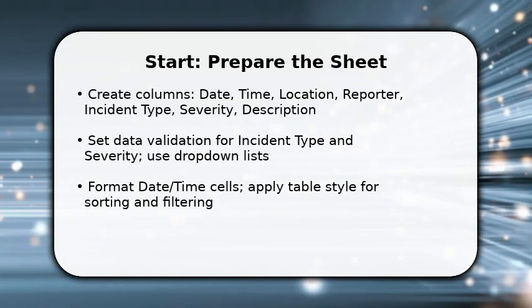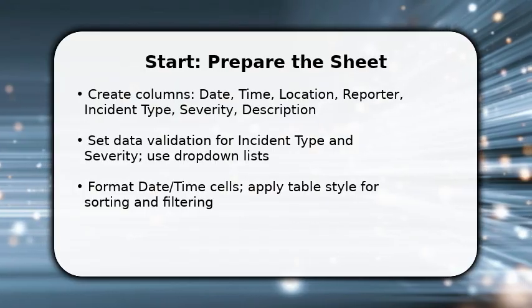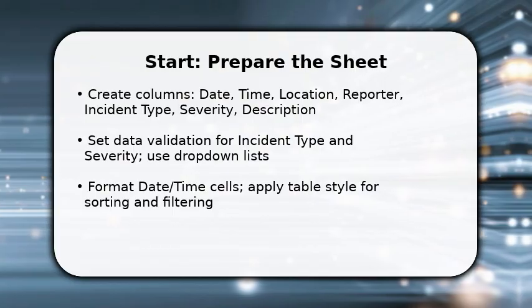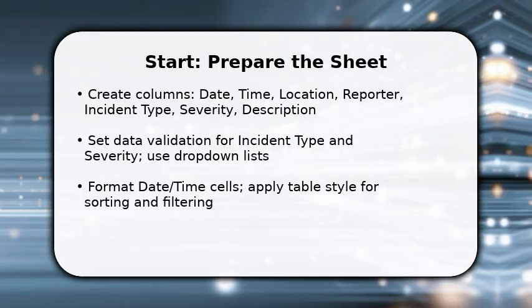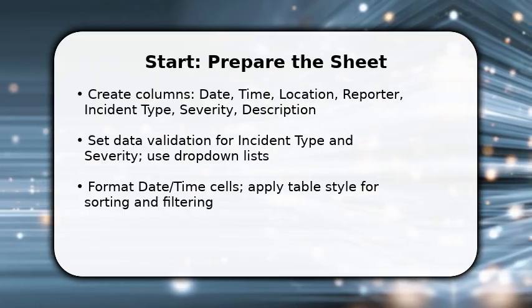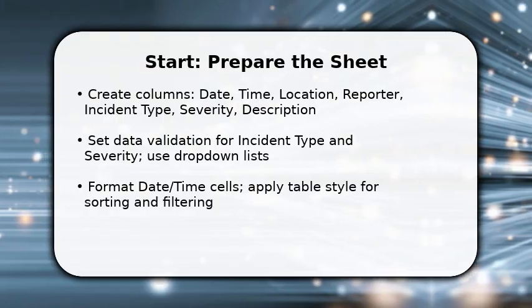You begin by opening a blank workbook and creating a clear table. Date, time, location, reporter, incident type, severity, description. Use data validation to build drop-downs for incident type and severity so entries stay consistent. This prevents messy analysis later.